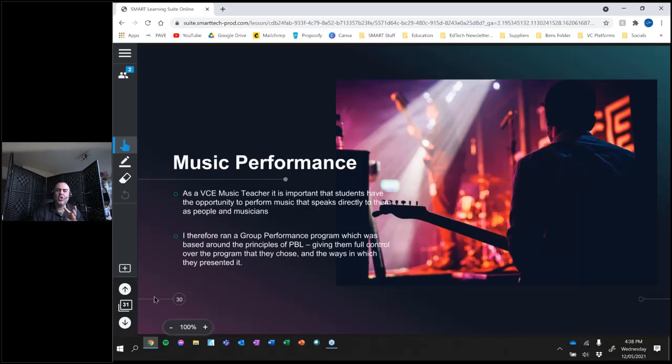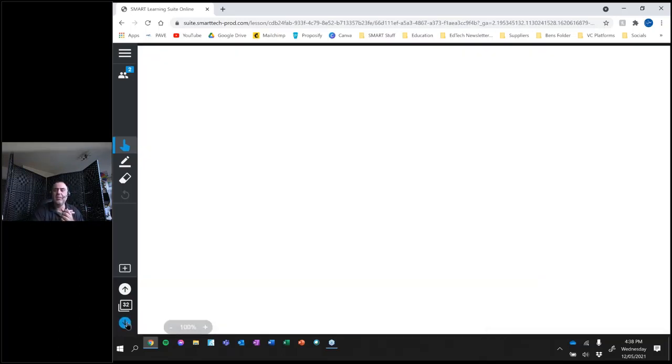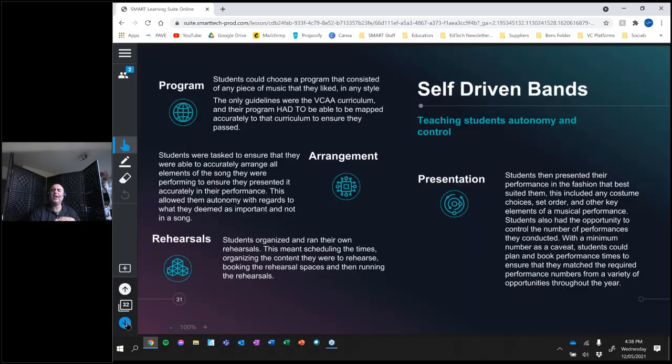Now, when they would choose a piece, I would have a discussion with them to make sure that it met the criteria, but I wouldn't give pieces to them. I might give them hints. So if someone says, oh, we want to play this style of music, I don't know anybody, I might point them in the direction, say, oh, have you heard of the Foo Fighters? Go and have a listen to them, see if you like anything, which may lead them on to somewhere else. But they had complete control or autonomy over the program that they chose.